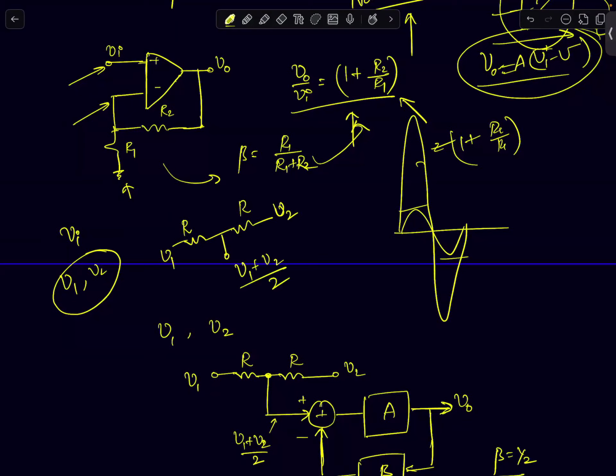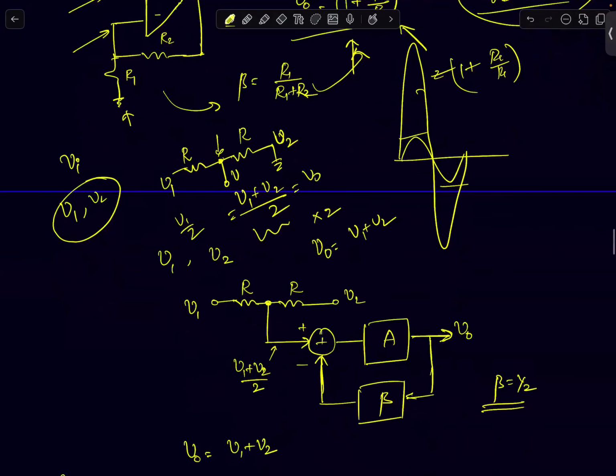Again, this is very trivial to show. You can assume V2 is 0 and find this node voltage. You will get V1 by 2. Similarly, you can assume V1 is 0 and find this node voltage. You will get V2 by 2. Add the two, you get this result: V naught, the output here, equals V1 plus V2 by 2. Now, once you get a half, I can then put an amplifier to multiply it by a factor of 2, so that I get a final output of V1 plus V2. So that's what I've shown here.